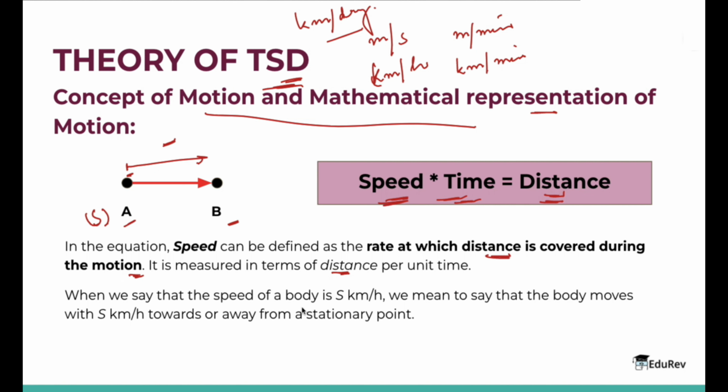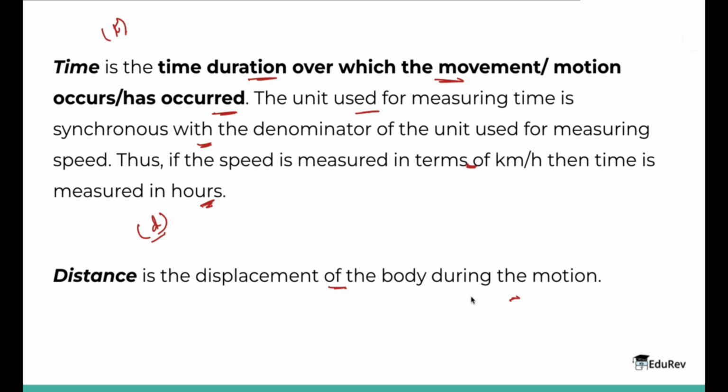Now, when we say that the speed of a body is S kilometers per hour, we mean to say that the body moves with S kilometers per hour towards or away from a point that is stationary. So, suppose this point is stationary. We will say that the body is moving with the speed of S kilometers per hour towards or away from this point. So I hope you understood what is speed, what is time, and what is distance.